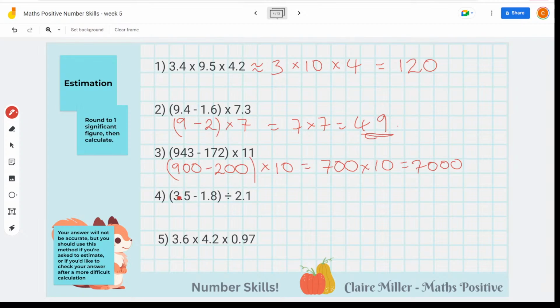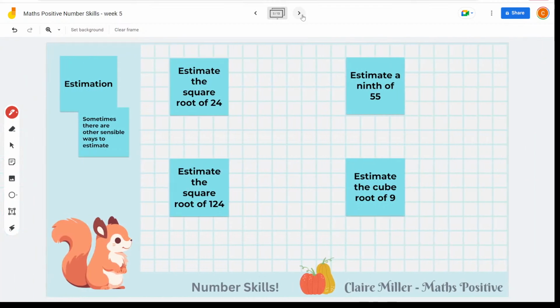3.5. So we'd have to round that up, wouldn't we, to a 4. And then we're going to take away 2. So to one significant figure, that's going to be a 2. 4 take away 2. And then we're going to divide by 2. I've rounded that to one significant figure. So that's going to be 4 take away 2, that's just 2 divided by 2. So my answer is going to be 1. Brilliant. All right. Yeah, and I bet you can finish that last one off as well.